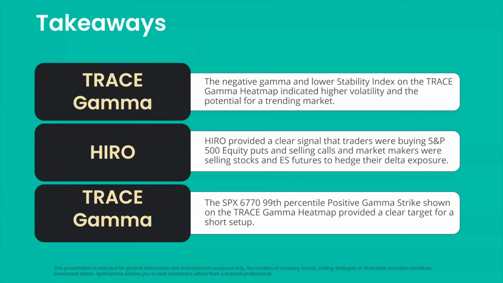Here are the key takeaways for this case study. First, the negative gamma and lower stability index on the TRACE gamma heat map indicated higher volatility and the potential for a trending market. Next, HIRO provided a clear signal that traders were buying S&P 500 equity puts and selling calls, and market makers were selling stocks and ES futures to hedge their delta exposure. Finally, the 6770 99th percentile positive gamma strike shown on the TRACE gamma heat map provided a clear target for a short setup.